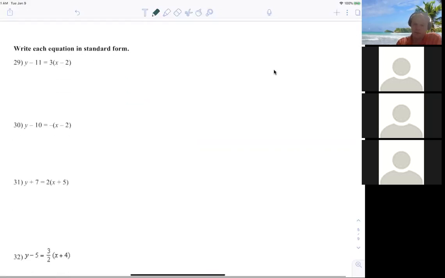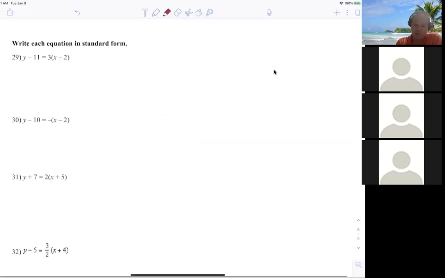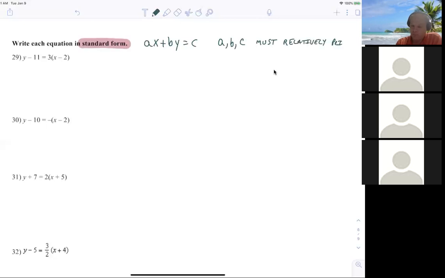Now, here are the problems. These are the ones that I wanted to double check because not many teachers make you write the standard form anymore. But standard form, if you recall, is ax plus by equals c. All right, then there are 3 rules. The first rule is a, b, and c must be relatively prime. All right, I'll review that with you.